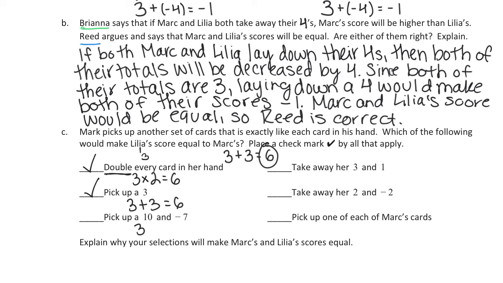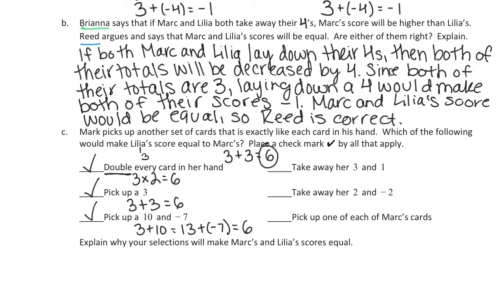Lilia's score starts at 3. We're going to pick up a 10, so we have plus 10 equals 13. And then she picks up a -7. So we have 13 plus -7, and that's going to give me 6, which is the same score in Mark's hand.